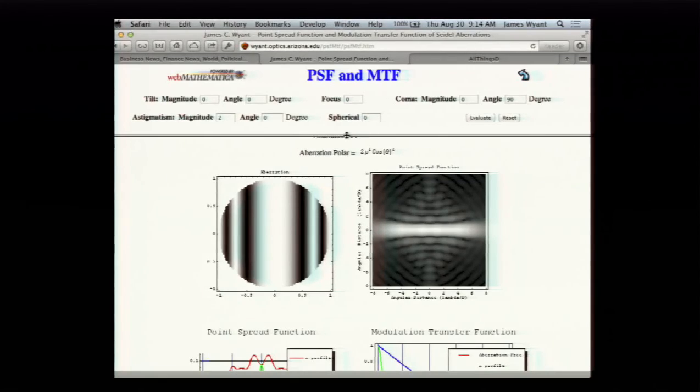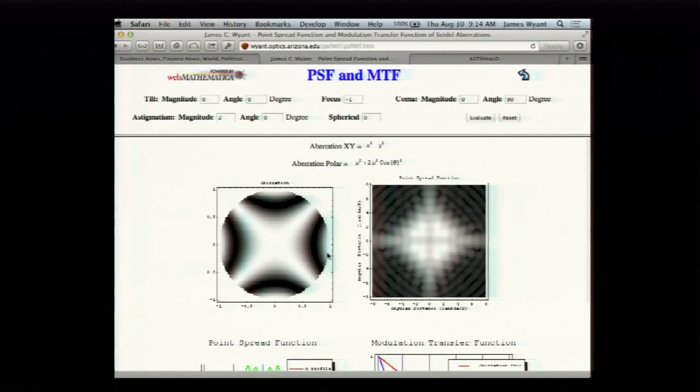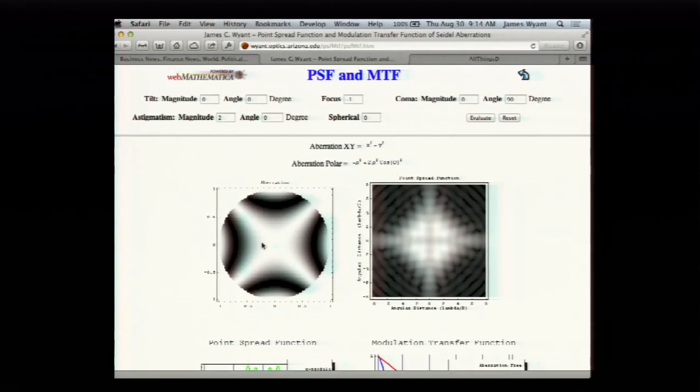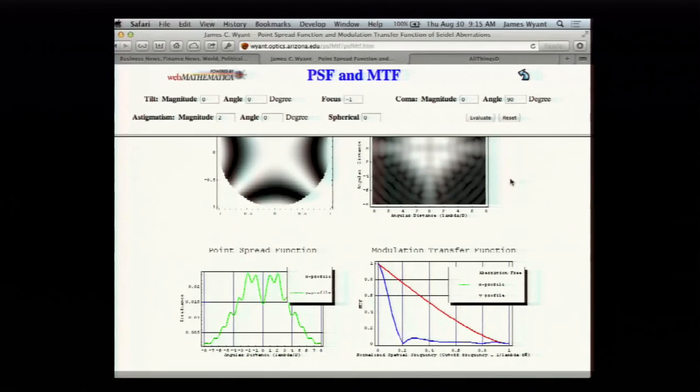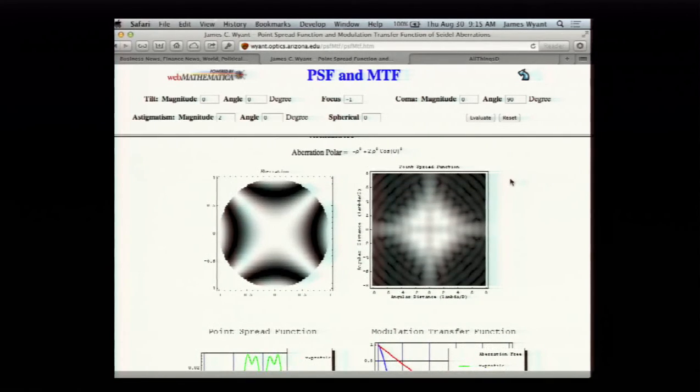Now, let's put in minus 1 wave of focus. So here we got the saddle shaped, and here we got a mess. But that's a circle, so-called circle of least confusion. Okay, and X and Y slices, of course, look the same.